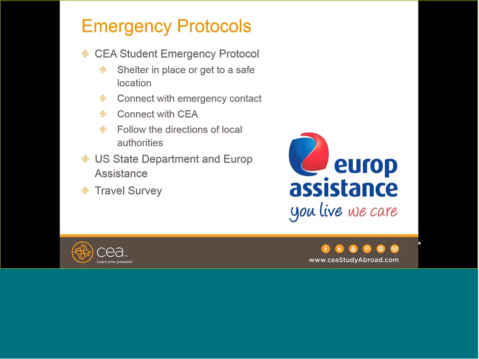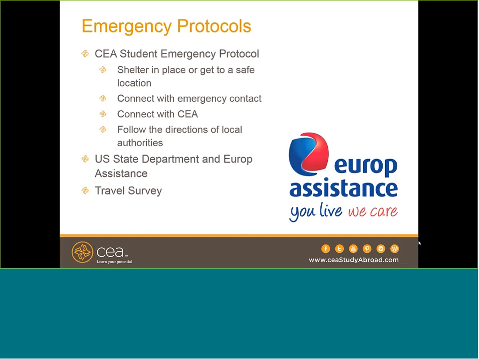First, we always recommend the student get to a safe place or shelter in place, and that they contact their emergency contact person. If that is you, then make sure you are aligned with phone numbers and you understand that your student would be contacting you first. We then ask them to connect with CEA, respond to any emergency messages that we've shared with them, and then, of course, ask them to follow the directions of local authorities, who would either have control of the situation or the most updated information and directions for your student who might be close to the scene of an incident.